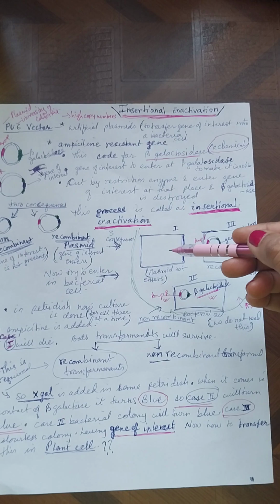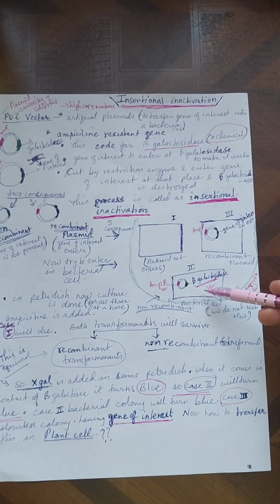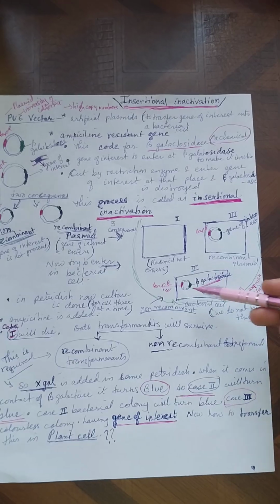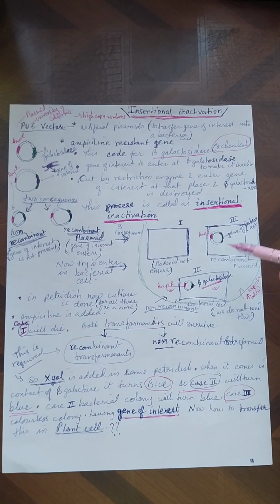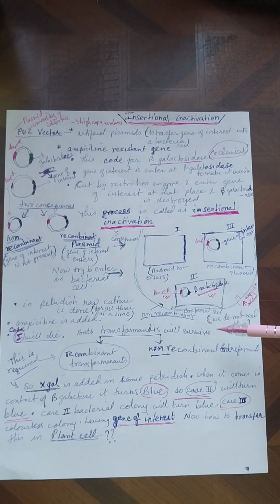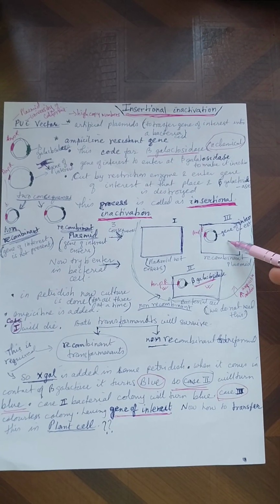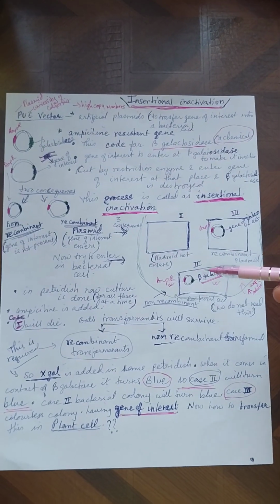As this one is not having any plasmid, this bacteria will not survive, it will die. As this one is non-recombinant type, it has the ampicillin resistant gene, so it will also survive. This transformant and this transformant both will survive because both are having the ampicillin resistant gene. The recombinant and the non-recombinant both will survive. Now, how to identify these two?